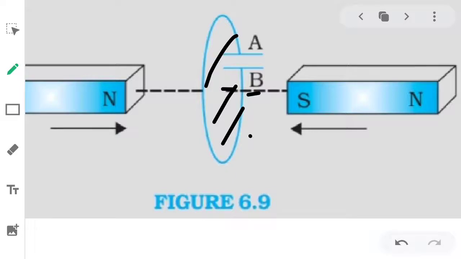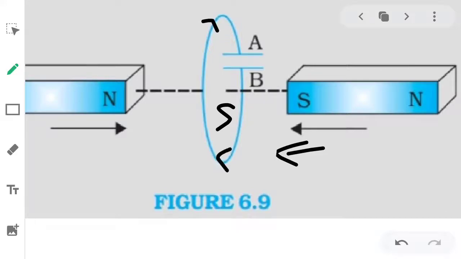South is coming closer. Means obviously flux is increasing. When it is coming closer, it will form the opposite pole. Means it will be here. The south pole will form here. South pole means current will be clockwise. If we see from the right face of the loop, clockwise means in this direction.